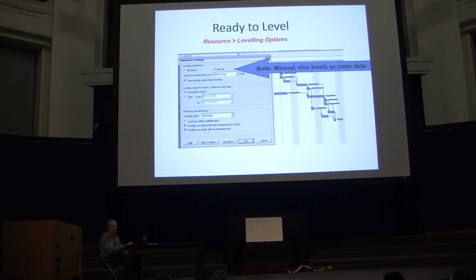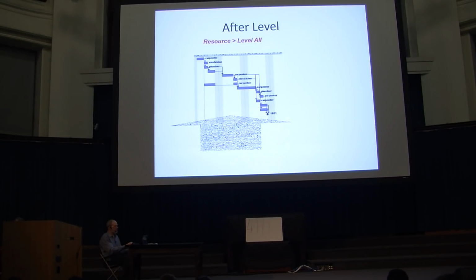Some programs, simple ones, will not level at all. You have to notice the fact that that allocation is double or triple or whatever. After you level, the things have moved out.